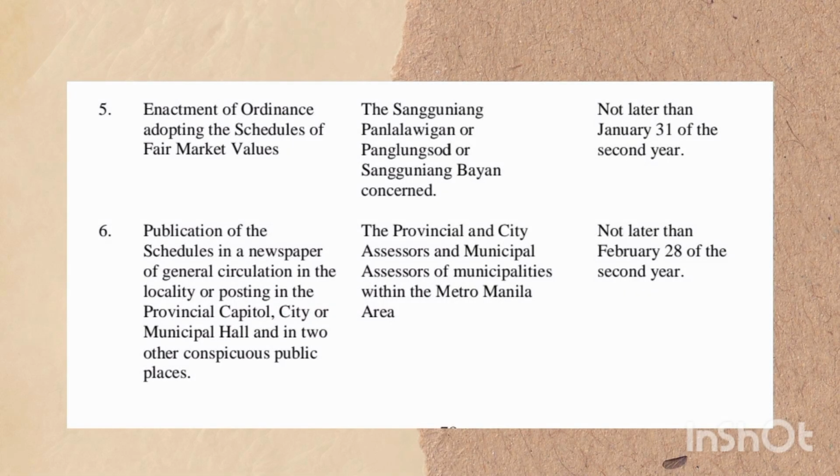So the next activity is the enactment of an ordinance adopting the schedules of fair market values. So the responsible here are the Sangguniang Panlalawigan, Panglungsod, or Sangguniang Bayan concerned. So the period is not later than January 31 of the second year. Next activity is the publication of the schedules in a newspaper of general circulation in the locality or posting in the provincial capital, city or municipal hall and in other conspicuous public places. So the responsible here are the provincial and the city assessor and municipal assessors of municipalities within the Metro Manila area. So the period is not later than February 28 of the second year.